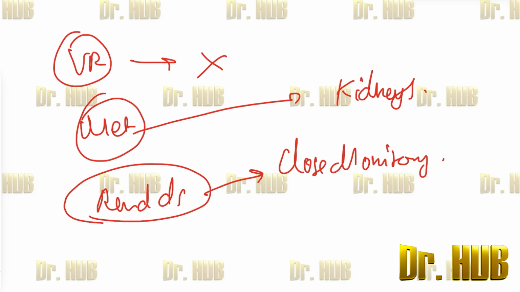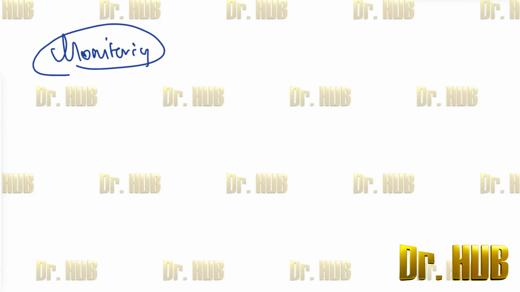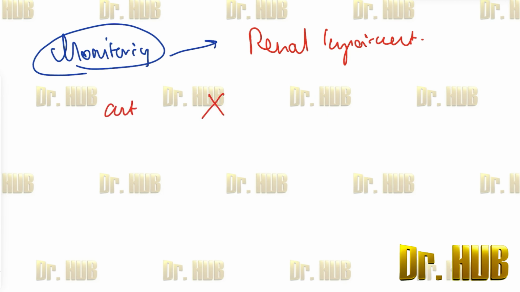Next we look at the monitoring. What is done in case of monitoring? In case of monitoring, it is required only in renal impairment, and this is with the anti-factor 10A assay. So there's renal impairment with the anti-factor 10A assay.